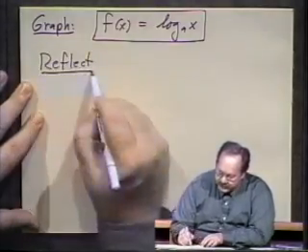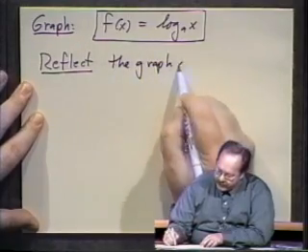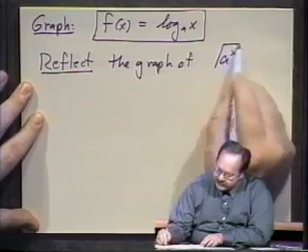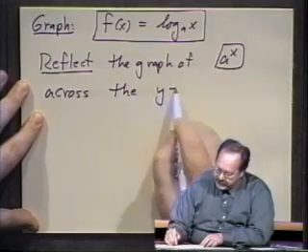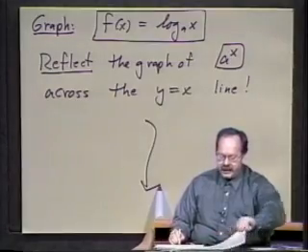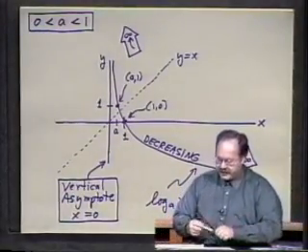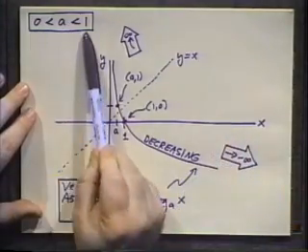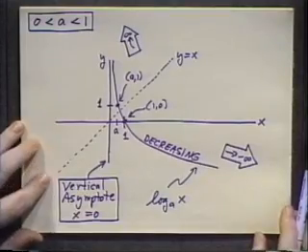So let me write that down. All I have to do is reflect the graph of a to the x across the y equals x line. And that's exactly what I've done here in this drawing that I want to show you. Here's the drawing. I had to do this in two different cases, depending on whether a is greater than 0 and less than 1, or greater than 1. So let's look at this case first.